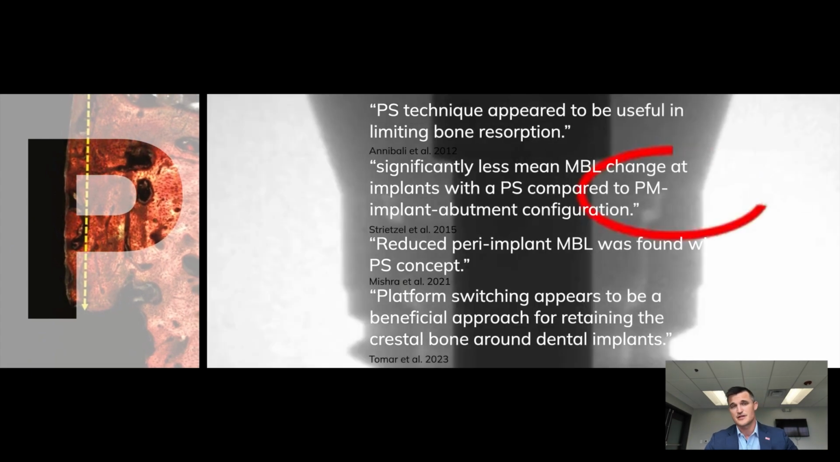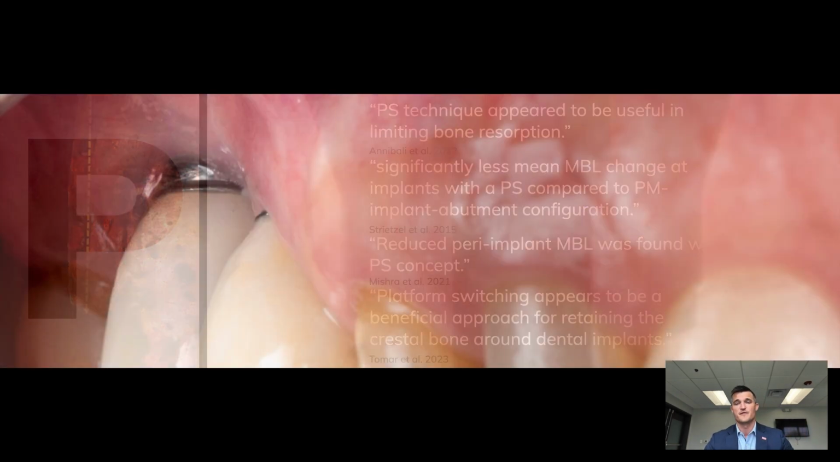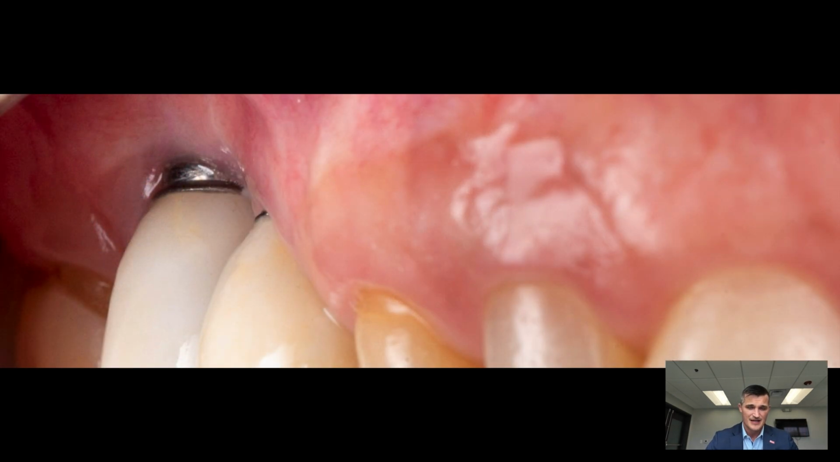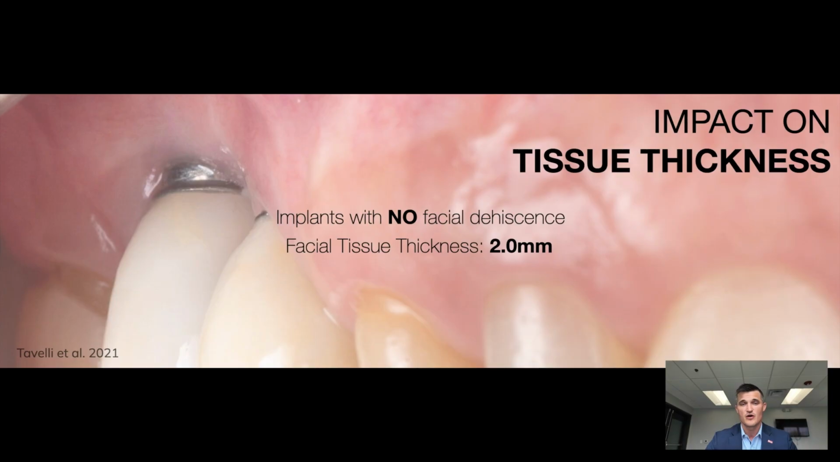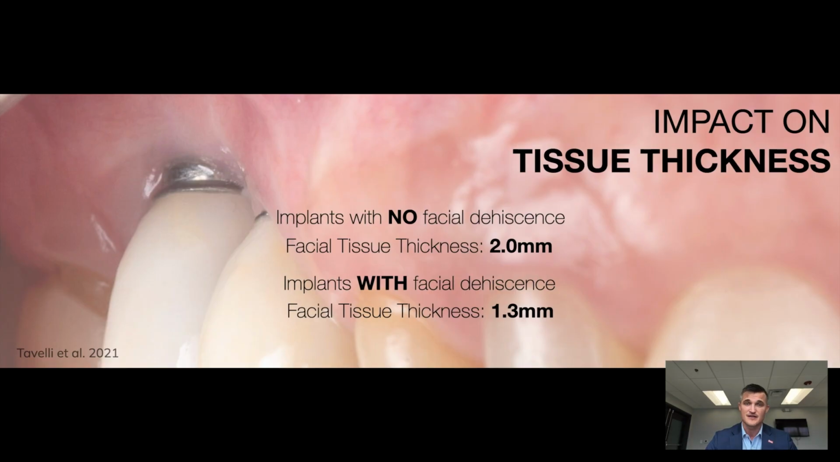But systematic reviews have time and time again shown platform switching reduces marginal bone loss, but it also slightly increases the tissue thickness at the platform of the implant. And we know, just looking at this cross-sectional study by Tavelli and colleagues, increased tissue thickness may prevent dehiscence. 2 millimeter facial thickness in implants with no dehiscence, 1.3 in implants with dehiscence. That's a 0.7 millimeter difference.